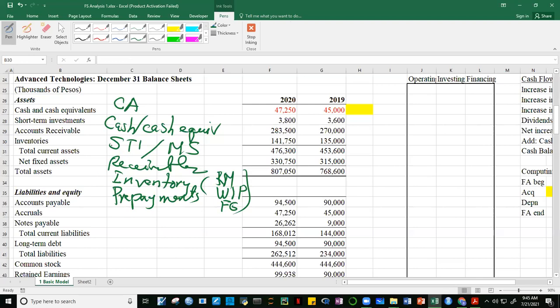So those are our prepayments. All right, so ito yung current assets natin, no? So we have here total current assets. In the case of Advanced Technologies, cash and cash equivalents, you have short-term investments or marketable securities. Okay, ito guys yung mga treasury bills, no? Marketable securities. Naalala nyo, pinag-usapan natin securities. Okay? Examples of these are treasury bills, even commercial papers, no? Marketable securities yun. And then you have your receivables, inventory. Ang total current asset is 476,300.